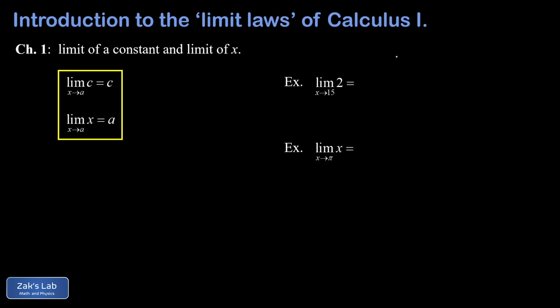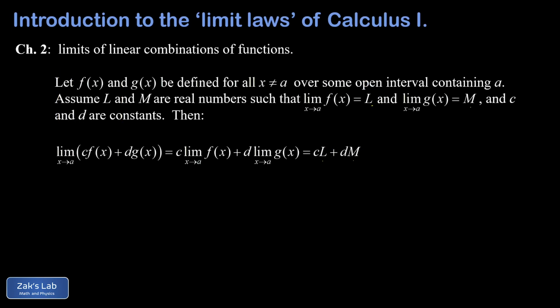We can apply them to a couple simple examples. In the first example, I have the limit of the constant 2 as x goes to 15. That function 2 is always arbitrarily close to 2 no matter what x is doing. So the limit as x goes to 15 of 2 is just 2. The next one is the limit of x as x gets close to pi. Just to make it interesting, I threw pi in there, but pi is just a number. So what does x get close to as x gets close to pi? Well, I just said it. It's pi.